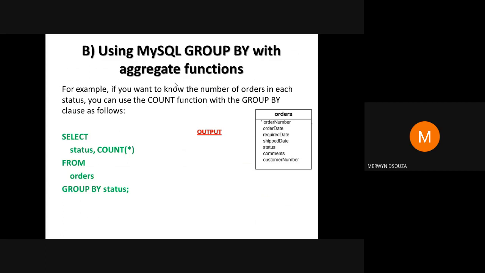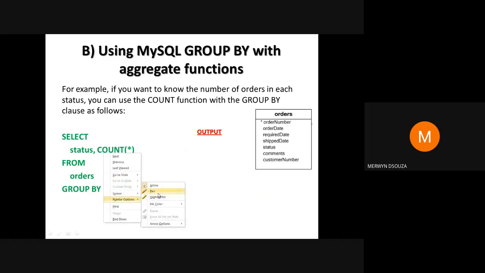The different types of aggregate functions that you can use are average, AVG, count, max, sum, and min. So average is to find the average, count is to find the count, sum is to find the sum of the data, max is to find the maximum, and min is used to find the minimum. So these are the commonly used aggregate functions. There are more aggregate functions, but today in this query we are looking at count.